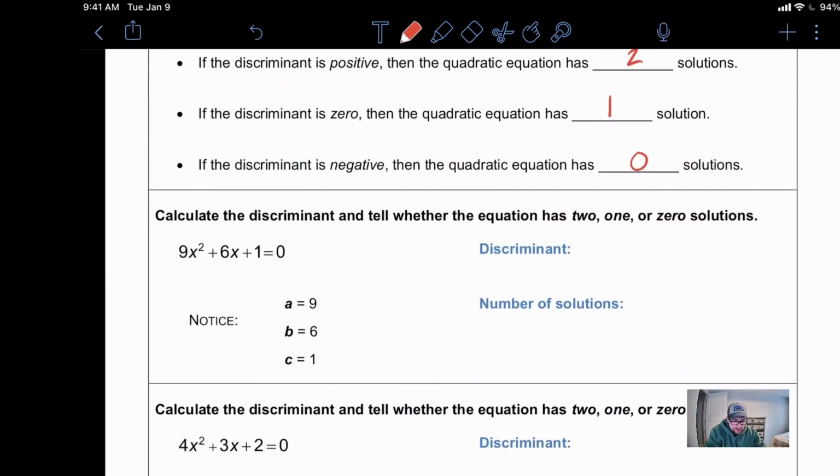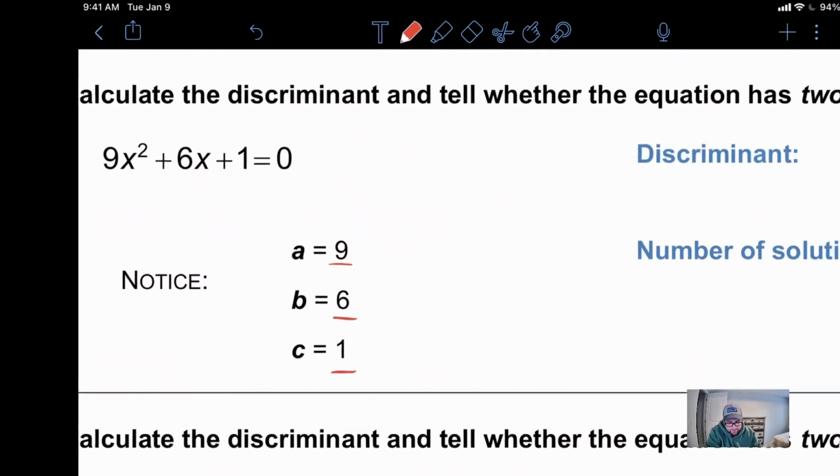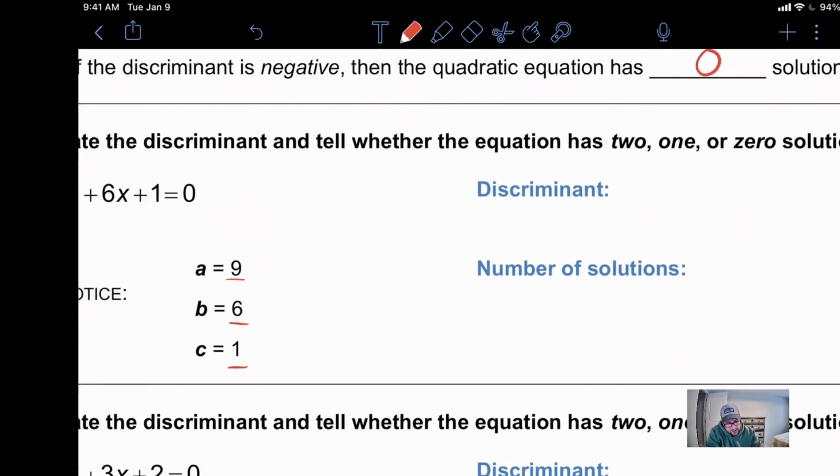Now, looking at the next problem, it says calculate the discriminant and tell us if it has 2, 1, or 0 solutions. Right off the bat, they're telling us that A is 9, B is 6, and C is 1. So to do the discriminant, we need to do B squared minus 4 times A times C. B in this problem is 6, so I'm going to have 6 squared minus 4 times A, which is 9, times C, which is 1.